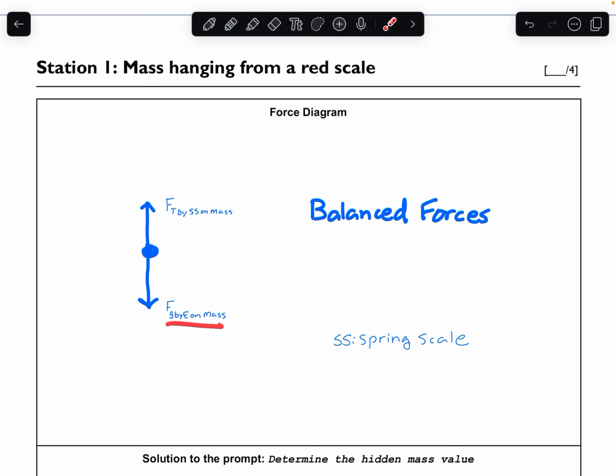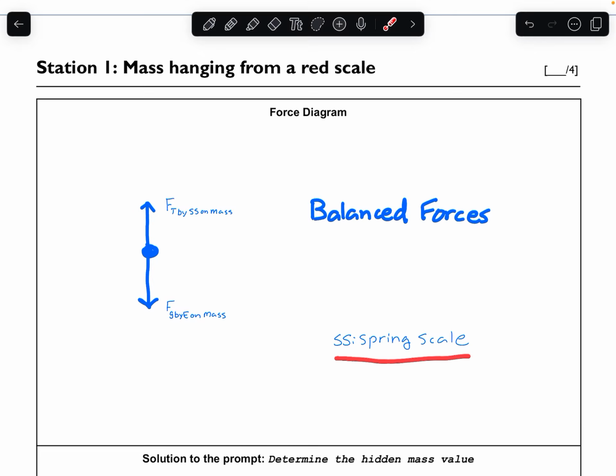Started with the old reliable force of gravity by the Earth on the mass, that's a downwards force. Upwards is the force of tension by the spring scale on the mass. So this is the spring scale pulling up. This is the Earth pulling down. I know that these forces are balanced.